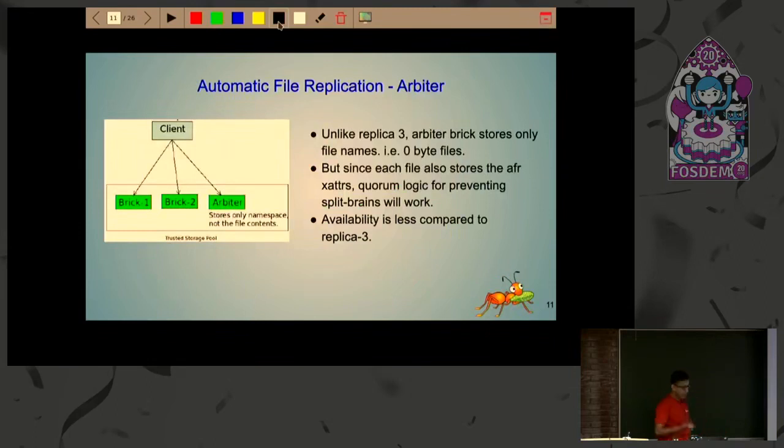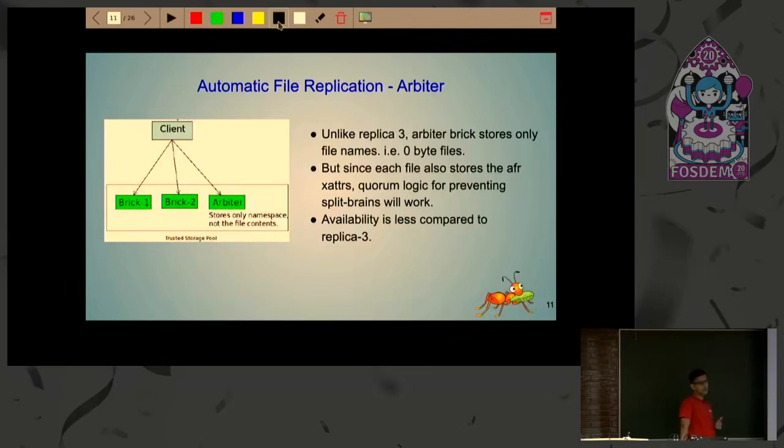So you must have already used or known about the arbiter feature also. The arbiter was also a type of replica 2, plus the third brick is used as an arbiter, where it stores only the namespace. It doesn't store the contents of the file, so they are all 0-byte files.